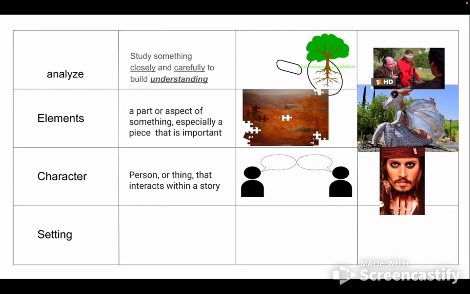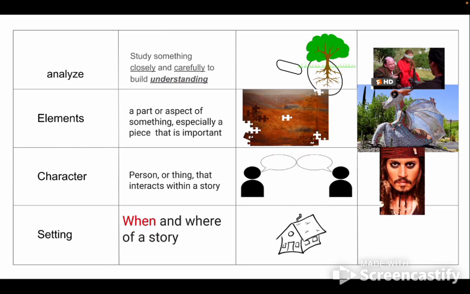Now for our fourth word, it's going to be setting, which is the when and where of a story. I drew the shack from Esperanza Rising, but you can draw whatever you want to help you remember what a setting is. And then for a connection, I put home versus school, because I know that when I'm in the home setting versus the school setting, I act a lot differently.